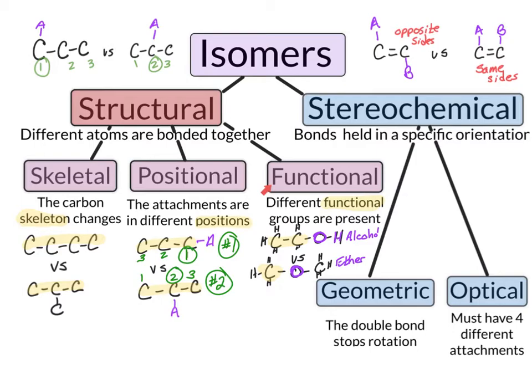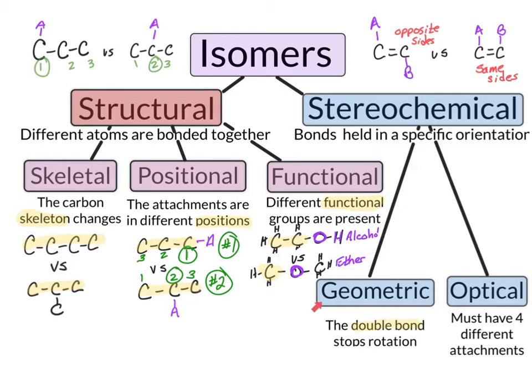You'll notice it in the name, that the name will completely change because it's a new class of compound. And again, this can be for anything that has a functional group. Within the category of stereoisomers, we have 2 types. One's called the geometric isomer, and the other is called the optical isomer.